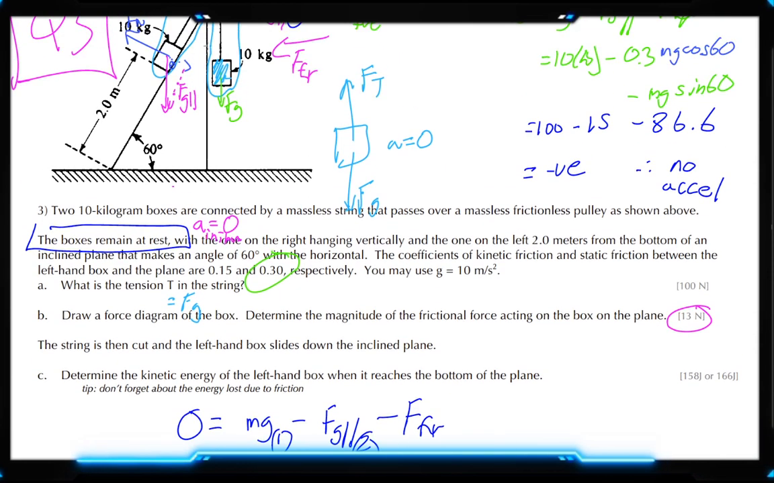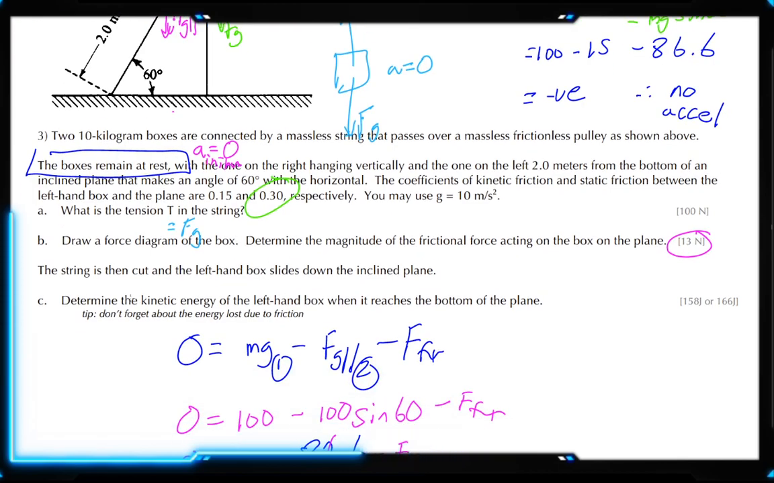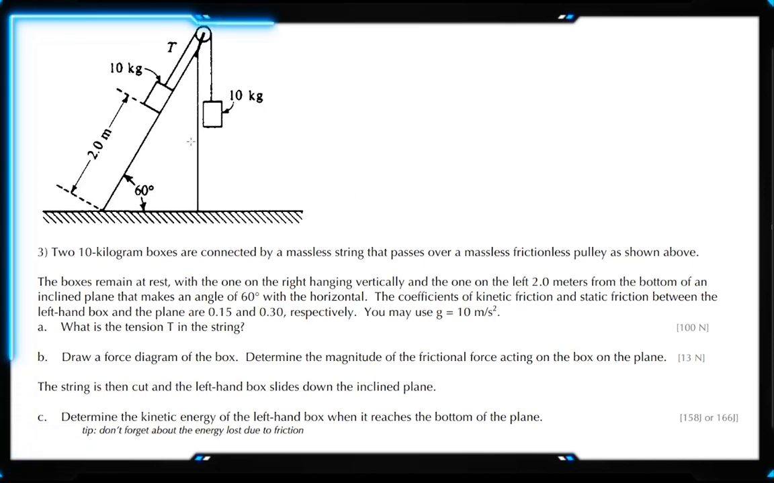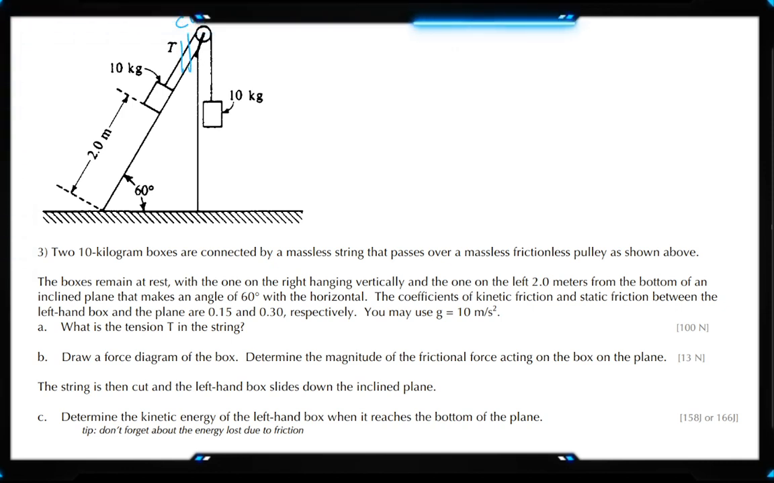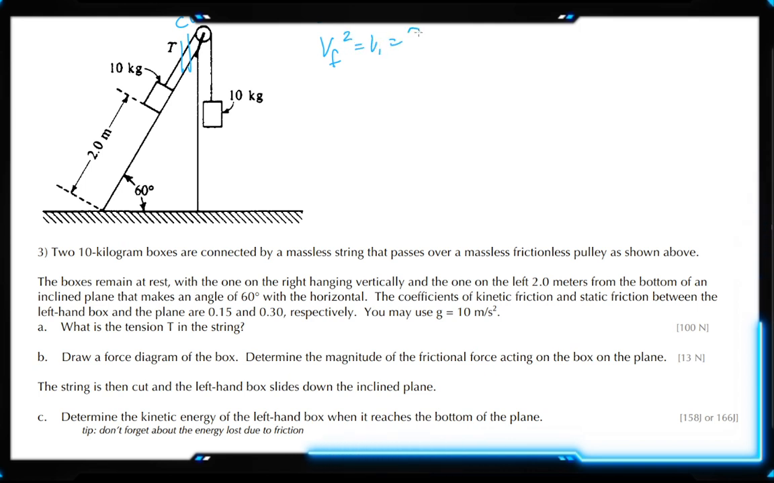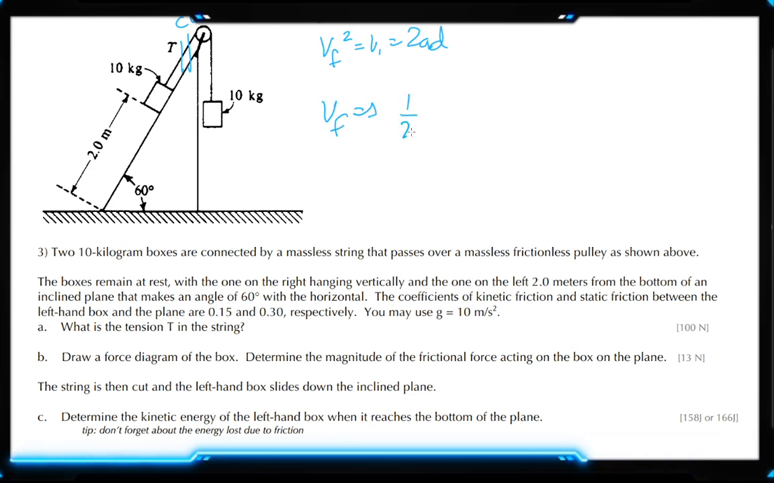So now we have a new system where a mass is falling along a ramp, and we determine the kinetic energy of the left-hand box when it reaches the bottom of the plane. Let's use energy conservation to solve this question, just because we can. There's no longer any string. It's cut. We could do it a couple of ways. We can figure out the acceleration of the box, find Vf using this equation here, and once I have Vf, I can convert that to kinetic energy using half mv squared. That'll work just great.